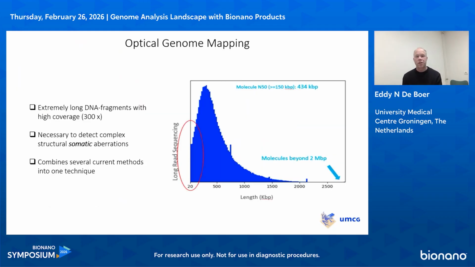Then optical genome mapping. It is a technique where you can produce and analyze extremely long DNA fragments with high coverage. And this high coverage is necessary, of course, because we have somatic aberrations that can be present in a low percentage. And they can also be really complex, and for that reason it's important that we have long fragments. And the fragments you can see in a distribution have an N50 of about 400 kb, and as I told already, they are there in a really high coverage. And we think, and we also want to show that, of course, optical genome mapping can combine several current methods in one technique.